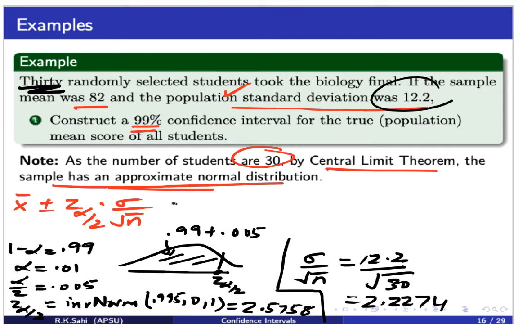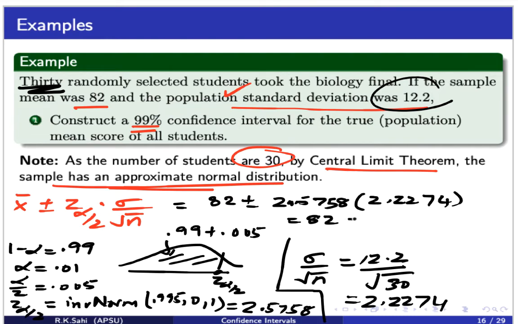Now plugging it, that's it. So x bar is what? We had it to be 82, sample mean. 82 plus minus 2.5758. Remember, this is a point, times 2.2274. We get this to be 82 plus minus 5.73.